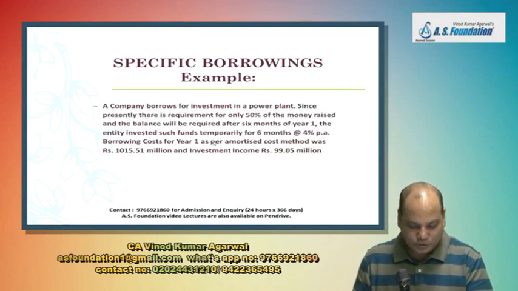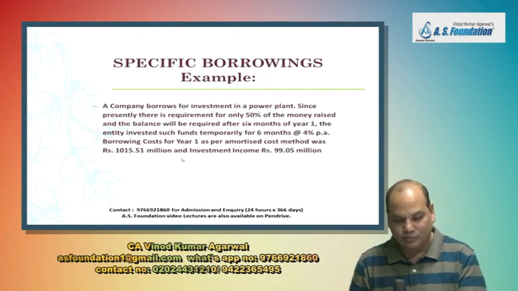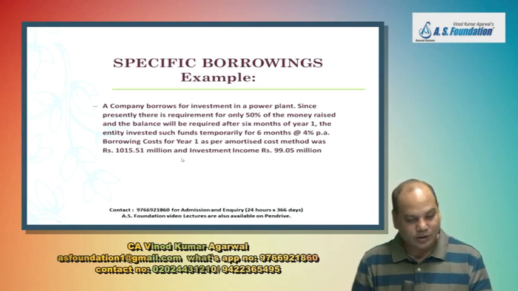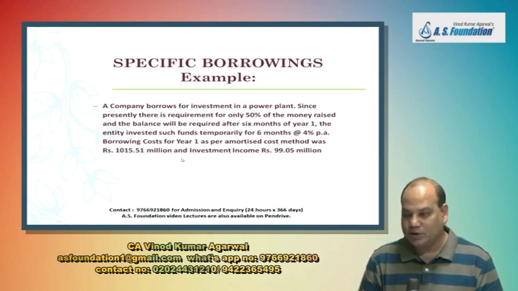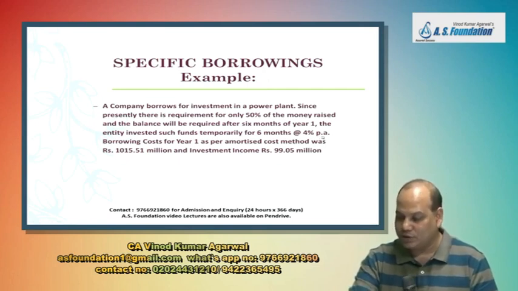Now we'll solve a few simple questions on this. Very simple. Each question will take 30 seconds to answer. Start. Question number 4 below. The company borrows for investment in a power plant. Since presently there is a requirement for only 50% of the money raised, and the balance will be required after 6 months of year 1, the company invested such funds temporarily for 6 months at 4% per annum.